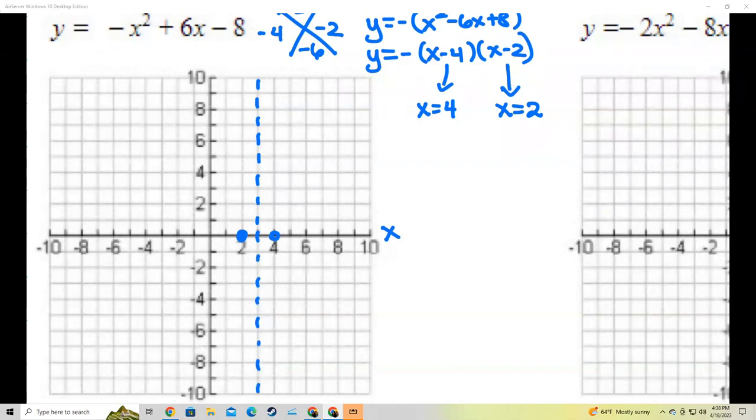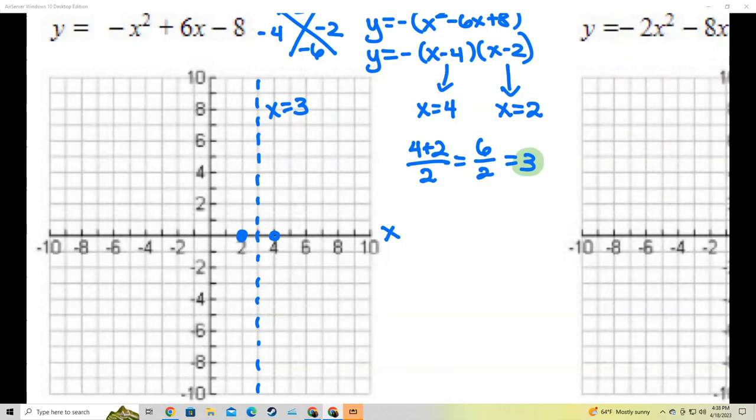And it looks like this equation for the line of symmetry is the x equals 3 line. If you didn't know that, you can always average them out. 4 plus 2 divided by 2 is 6 divided by 2, which is 3. You're going to get the exact same answer. So far you know the first part of your vertex. You just need to get the second part of the vertex.